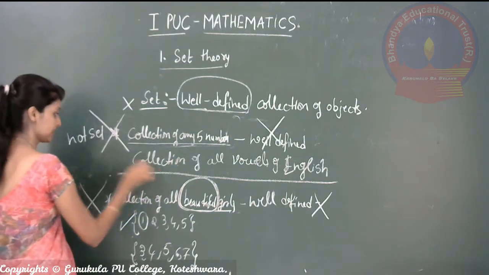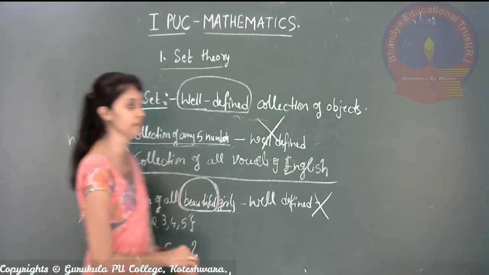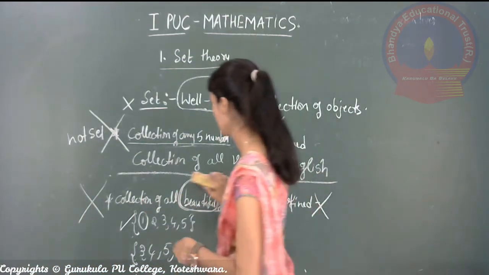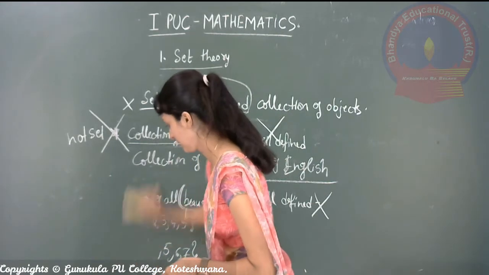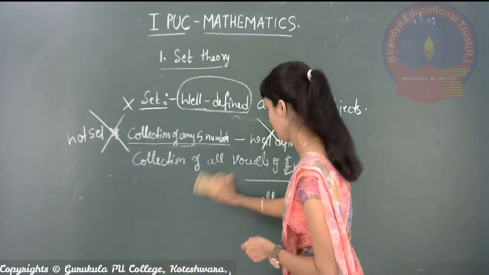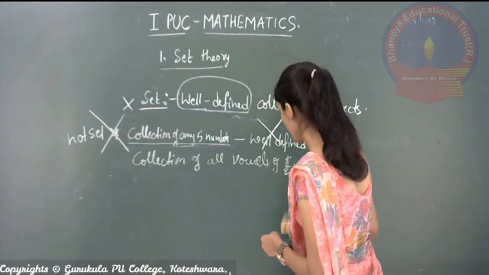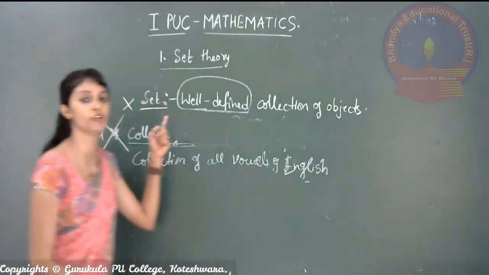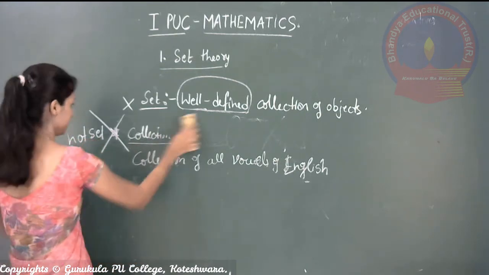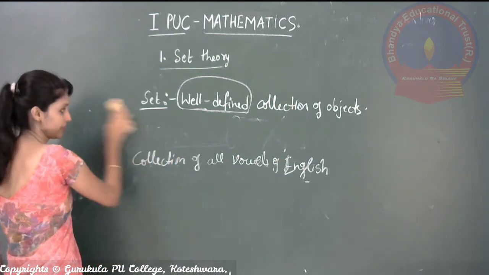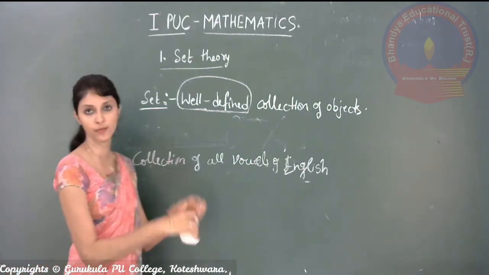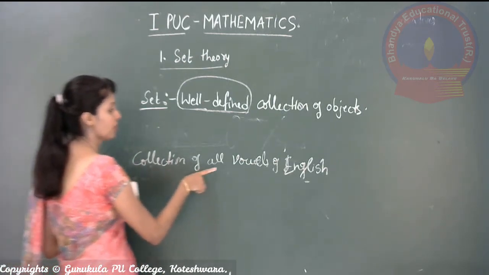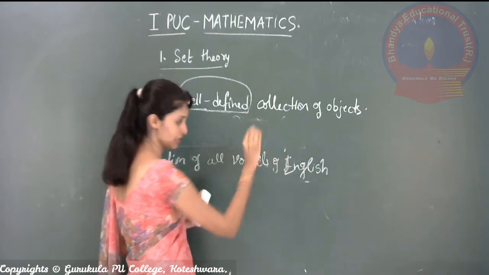Whether this is a set now, whether it is a well-defined collection now, you have to make out whether this collection will give you a set or not. You have to verify. This is the last example I am going to give you to explain the definition of a set in set theory. Now look, collection of all vowels of the English alphabet.